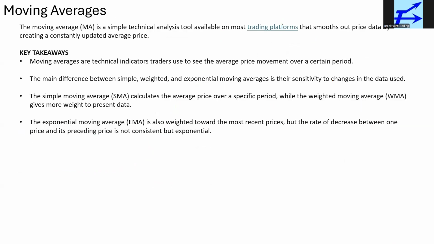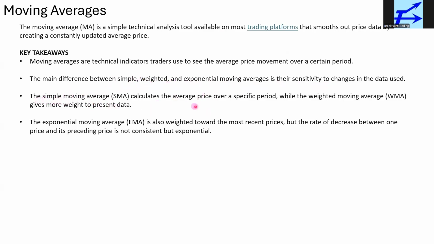Next, I want to talk about moving averages. Moving averages is simply a technical analysis tool. You can find it on just about every platform. It smooths out the price data. They're technical indicators to see the average price movement over a period. There's simple, weighted, and exponential moving averages. I use the simple and exponential, and I'll explain why and how I use them.